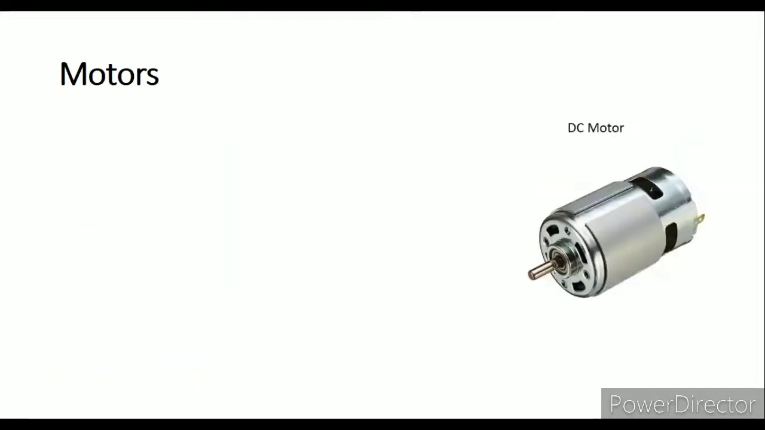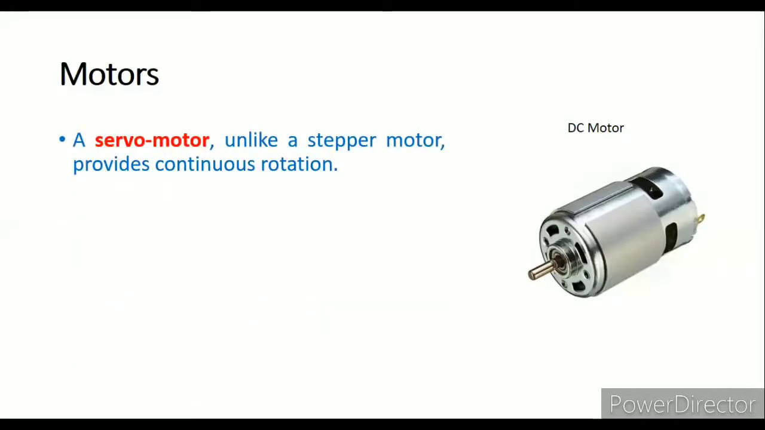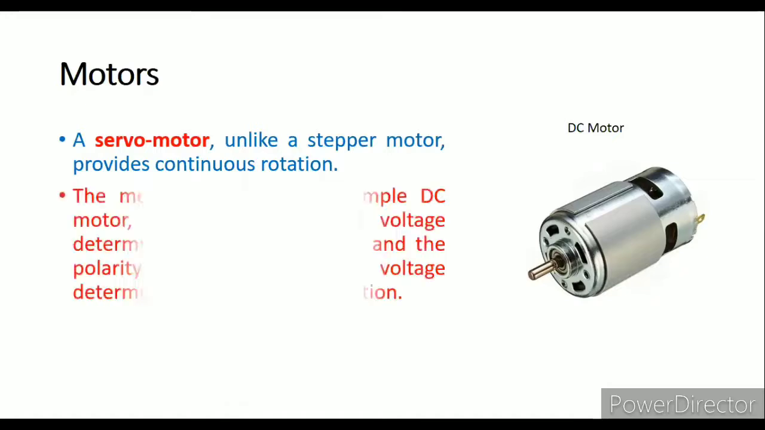Now we have another motor which we are running, that is a DC motor, or we say a servo motor. A servo motor, unlike a stepper motor, provides continuous rotation. So this is a continuous movement. It's not step by step and it can stop. Here it is a continuous rotation.